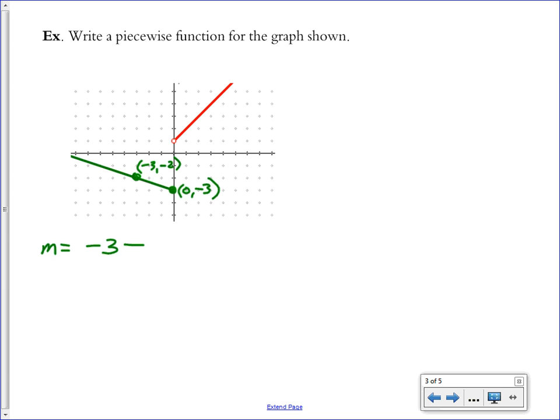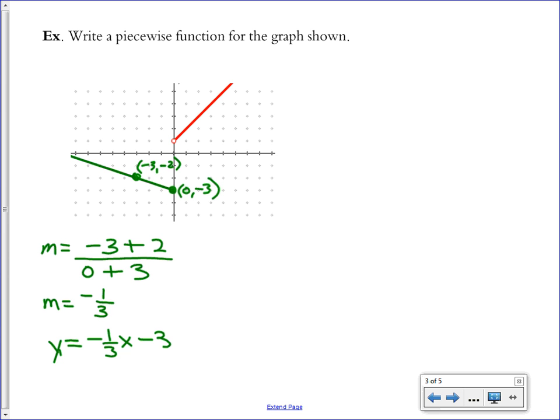The slope, subtracting the y values over the x values, comes out to negative 1/3. So to write the equation of it, and since I'm already given the y-intercept, I can use slope-intercept form. The equation of the first part, I'll write it as y subscript 1, would be mx plus b, and the b is the y value of the intercept, so negative 3. So that's the first part.